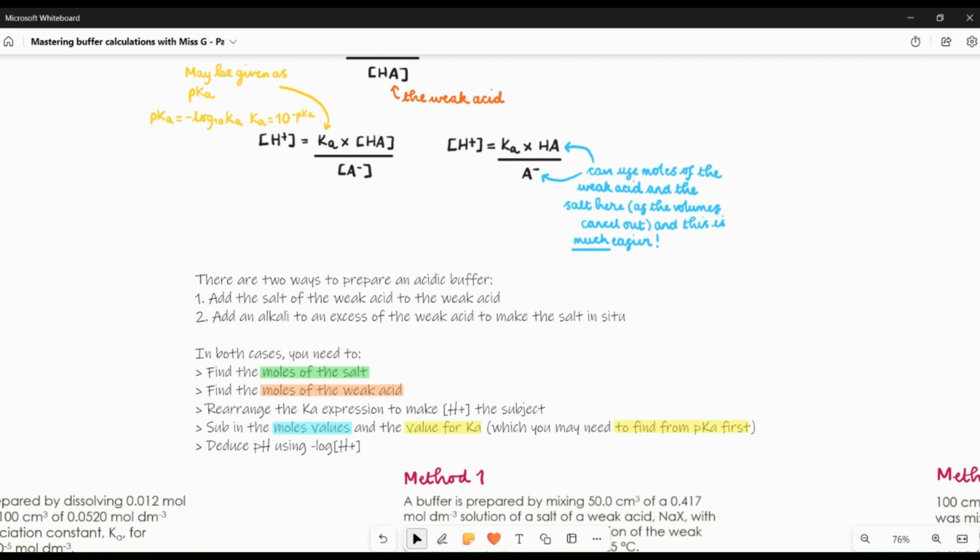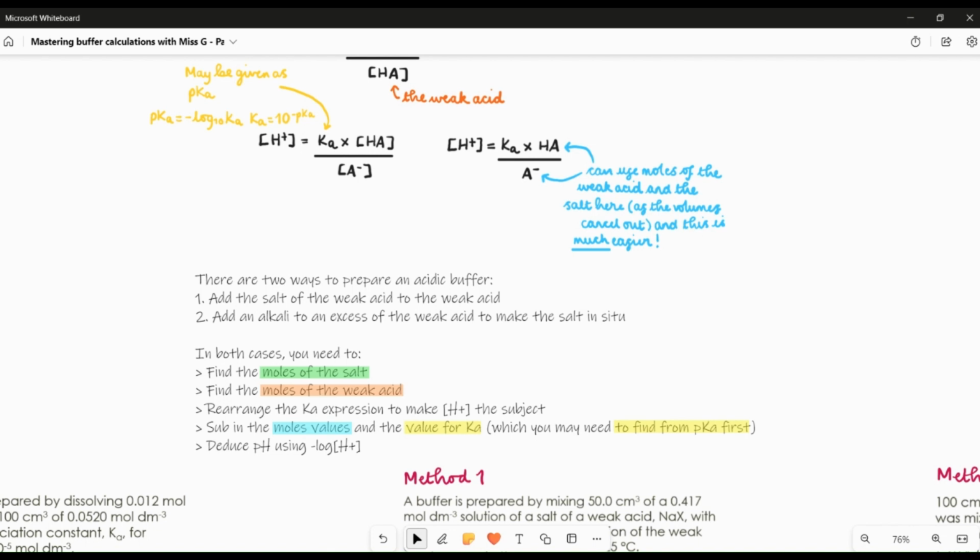So we're going to have to work out how much alkali we've added, how much of the weak acid that's going to use up, how much of the salt that's going to prepare, but then that would give us the moles of those two things, and then again we can rearrange our Ka expression, get a value for the H plus concentration, and then get a pH. And I'll talk you through a question that gives us information to follow that method as well.